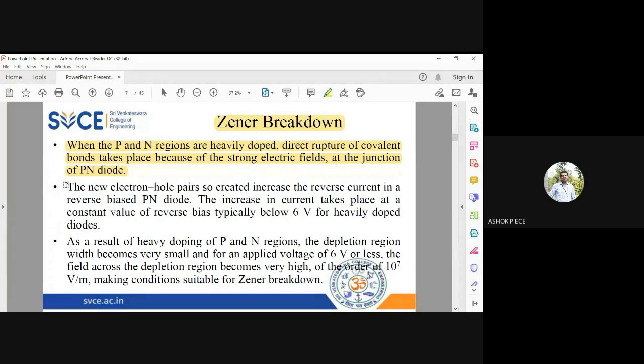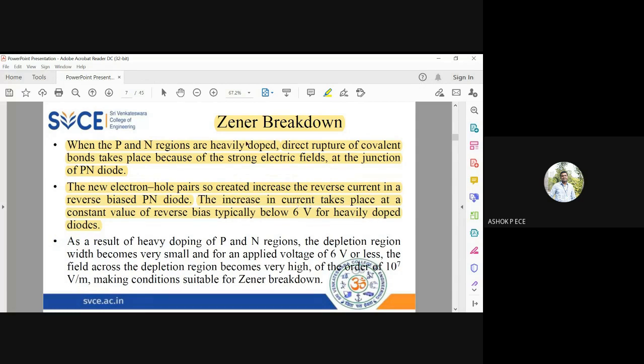So on the minimum voltage, if I'm able to achieve breakdown, then that much heavy amount of current will not flow through my device, leading to permanent breakdown. So what happened? The electron hole pairs generated because of this process will increase the reverse bias current, and they will cross the junction, giving rise to reverse bias current. And it happens typically at 6 volt itself for heavily doped PN junction diode.